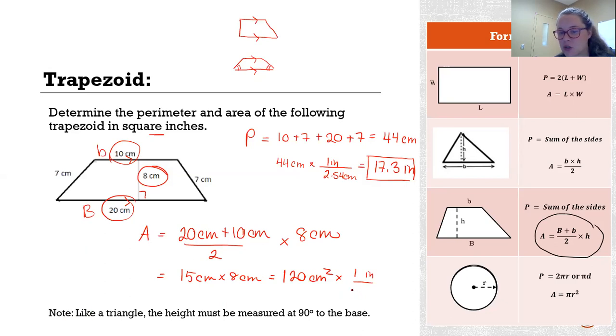So 1 inch is 2.54 centimeters, but because this was squared, we're going to square the top. 1 squared is still 1, and then we have to square the bottom. So it's going to be 120 divided by 2.54 squared. Okay, so I'm going to write that in here. So 120 divided by 2.54 squared leaves us with a total of 18.6 square inches.